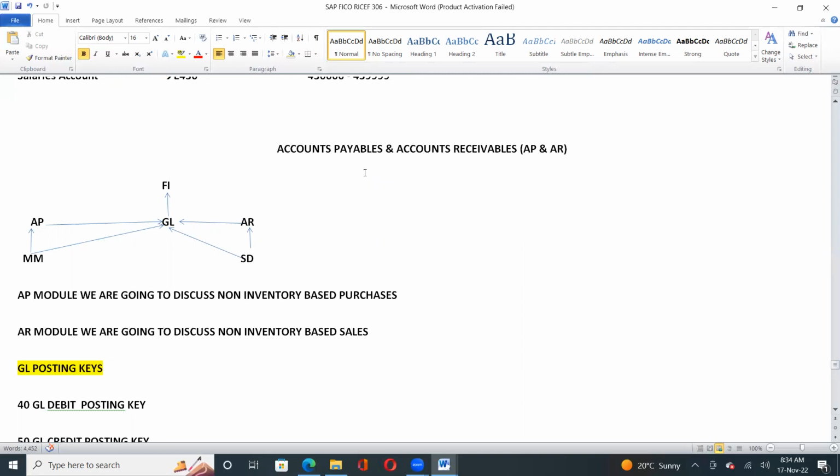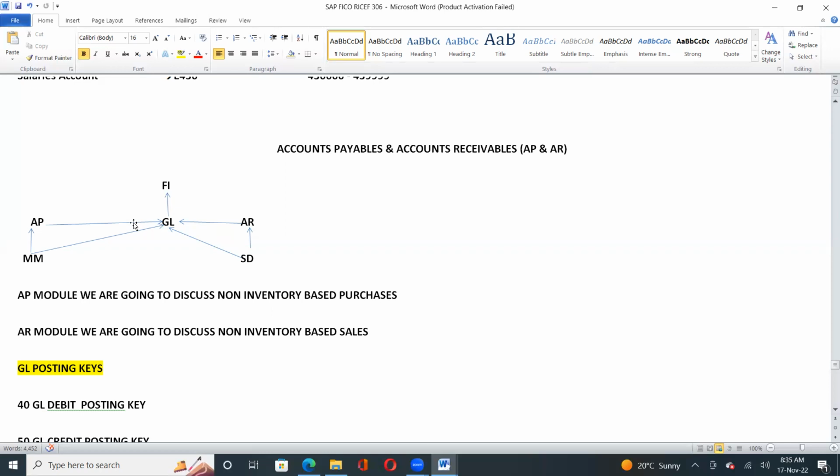Okay, fine. After that, under the FI module we have submodules like GL, AP, and AR. The GL module is directly integrated with the FI module, and the AP module will be integrated with the GL module, and AR is also integrated with the GL module. I'll explain how we are going to integrate. From AP to GL and AR to GL, we can do transactions of two types: non-inventory based transactions and inventory based transactions in the AP and AR modules.